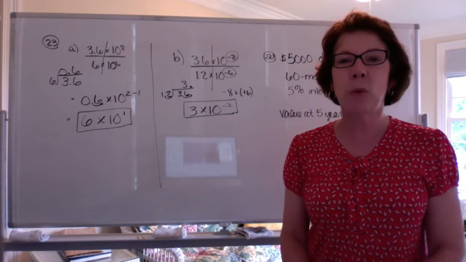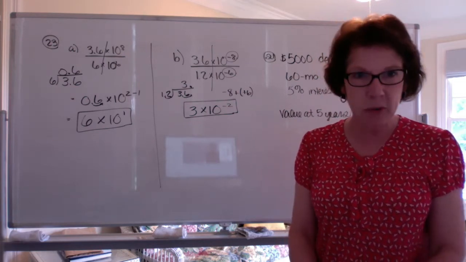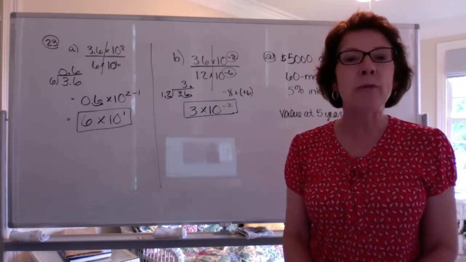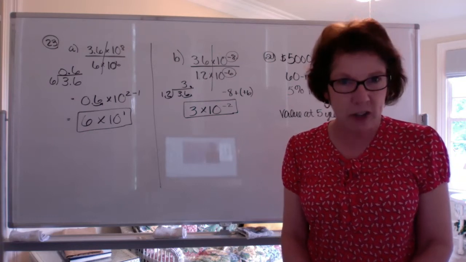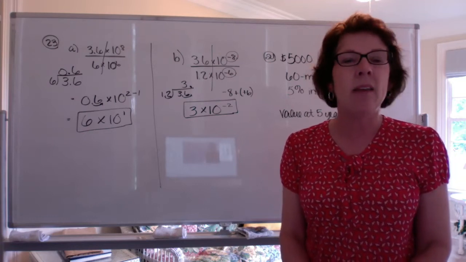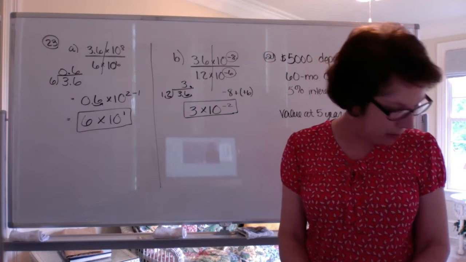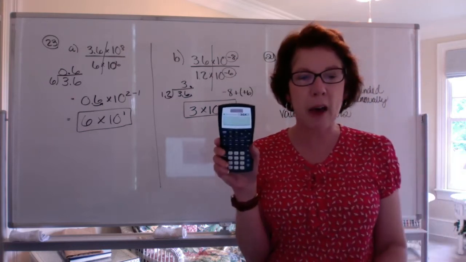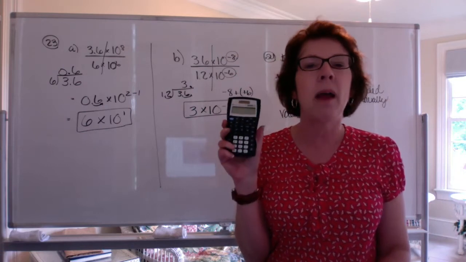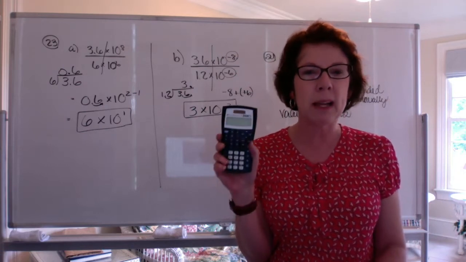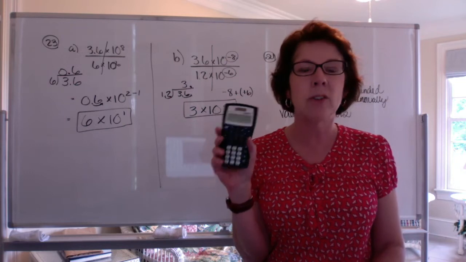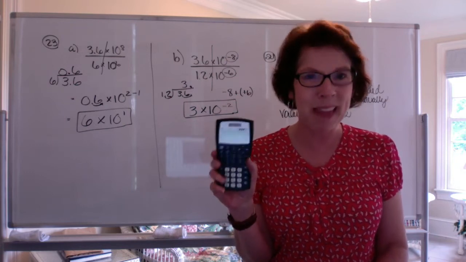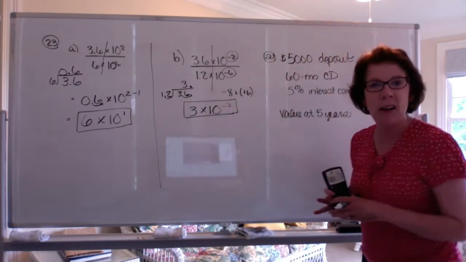So there's your number 23, A and B, on division with scientific notation. Let's move on and do a problem from yesterday's lesson on banking. This is a problem about compound interest. This is the problem where you are allowed to use your calculator. This is the only problem you're going to use your calculator on. Please be on your honor to only use it for this problem. Thank you. Okay, now here it is.